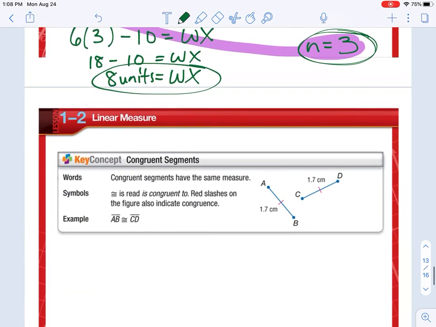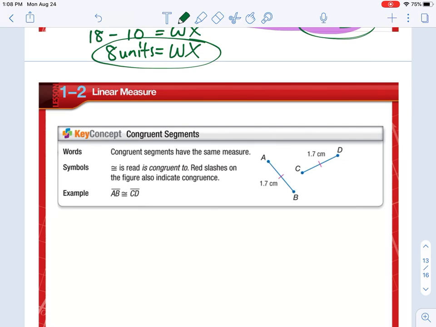One more thing to go through. Congruent segments. Congruent segments have the same measure, so you'll notice both AB and CD are 1.7 centimeters. They are denoted by these little hash marks. I'll call them tick marks probably. If they have the same number of hash marks or tick marks, they are congruent to each other. You can also write it with an equal sign and a squiggly line over it. That means congruent. It would look like this. Segment AB, notice there is a segment line on top, is congruent to segment CD.